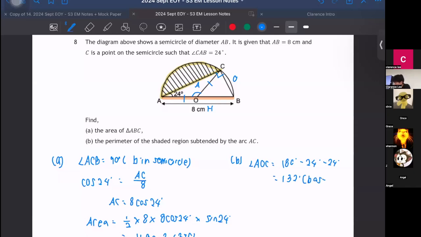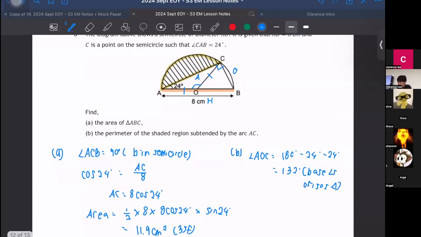Base angles of isosceles triangle. You need your reasoning. So my angle AOC is 132 degrees, which means you can find for me your arc length and you can find for me your length AC.